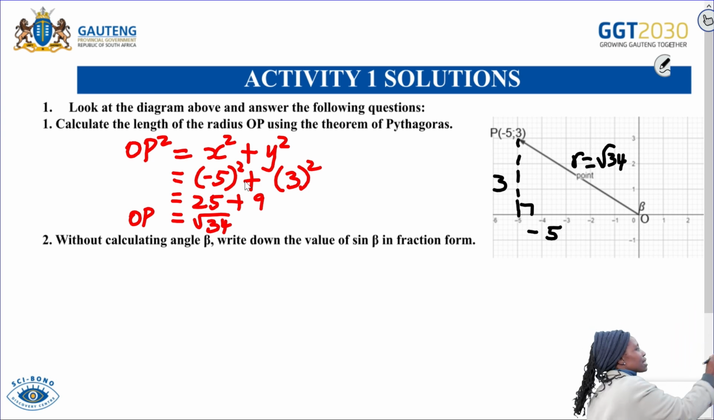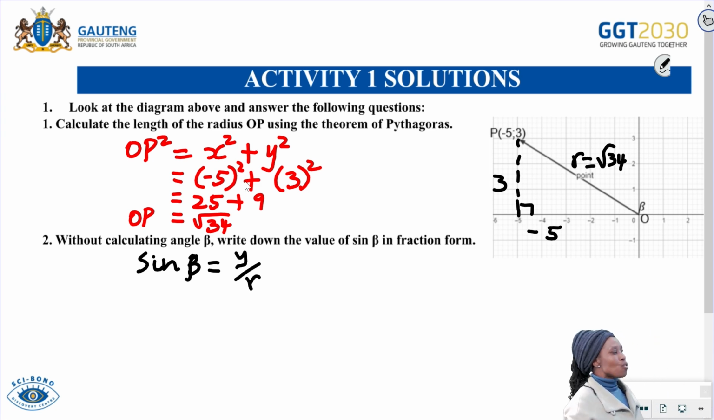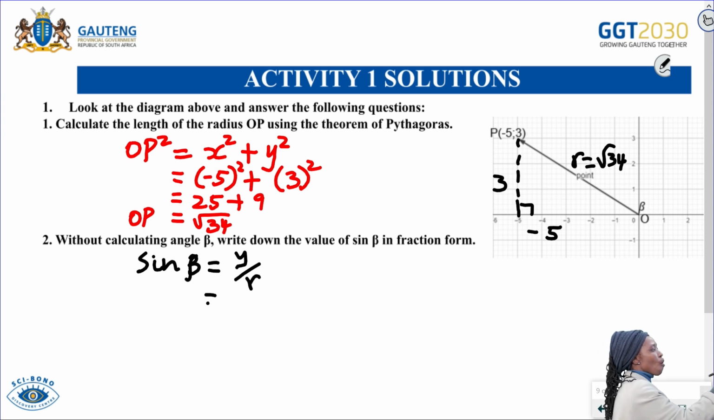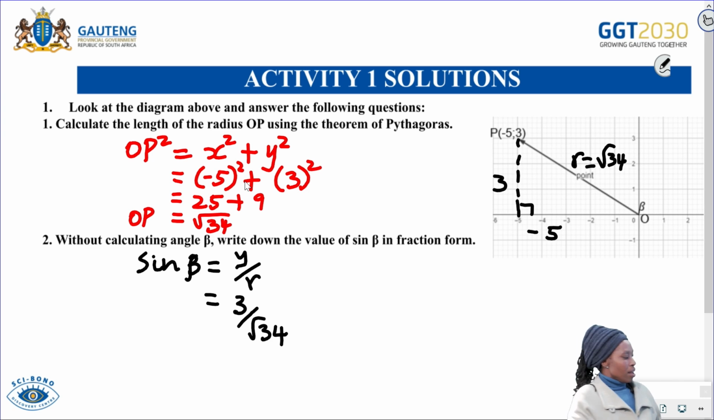I know sine beta is what? It is y over r. What is my value for y? My value for y is 3, looking from the diagram, you can see, and my r is square root 34. So my answer for sine beta is going to be 3 over square root 34.